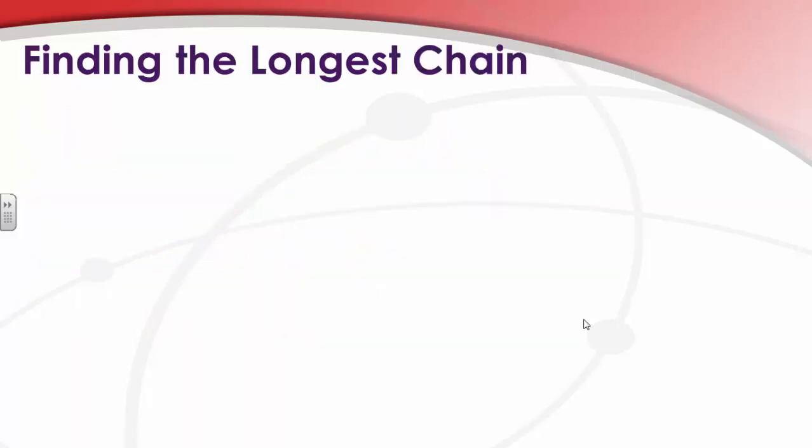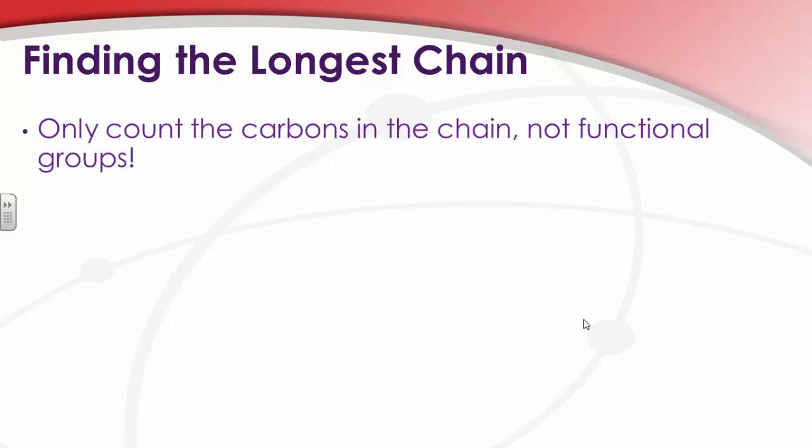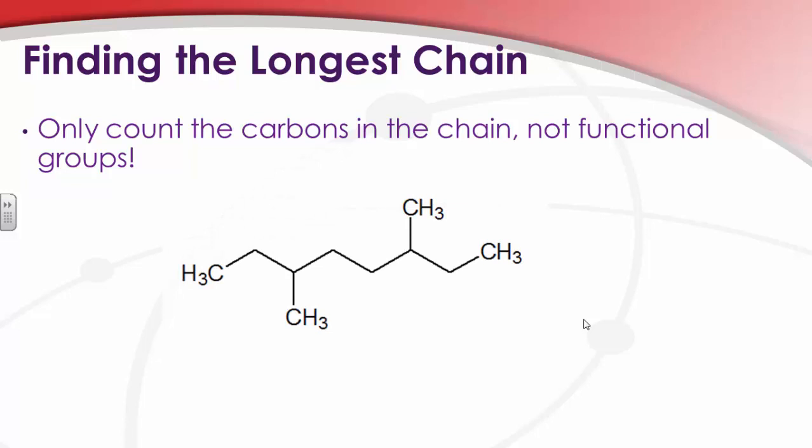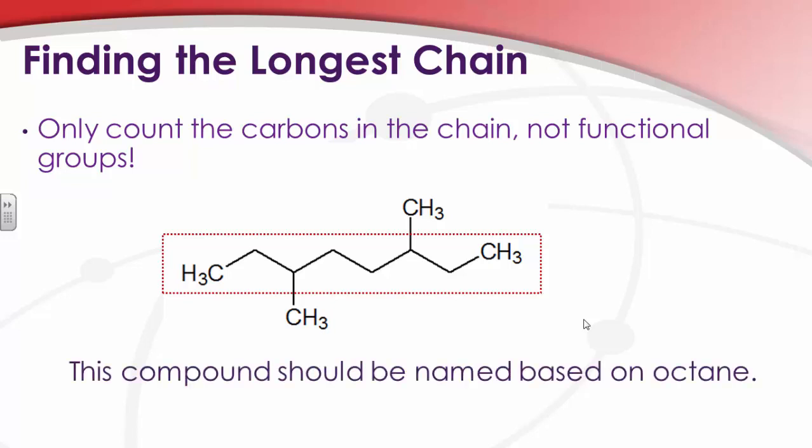So how do we find the longest chain? Really, all we do is we just count the number of carbons in a given chain. So this molecule has 10 carbons, if we do a quick count, but 2 of them don't get counted because they're in fact methyl groups off of the main chain. Instead, what we do is we highlight the main chain and we name the compound based on that. So 2, 4, 6, we've got 8 carbons there. So 8 carbons, we'll see later, means we name it based on octane.